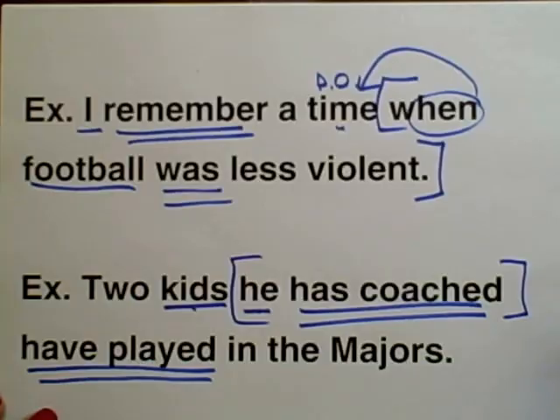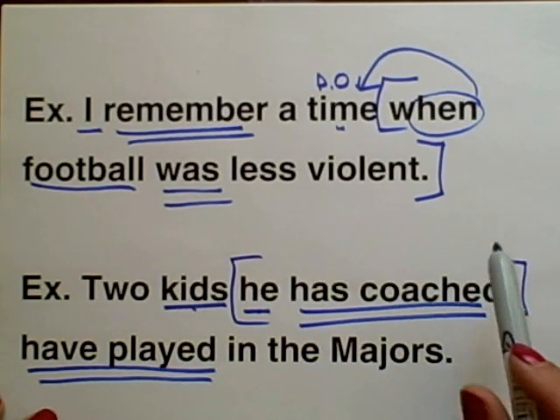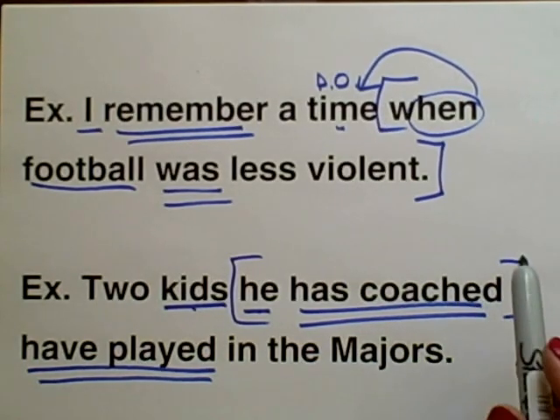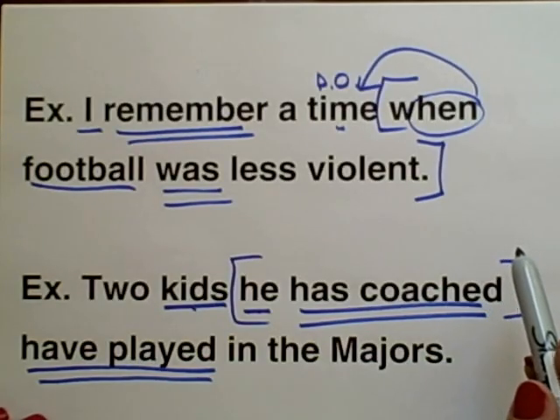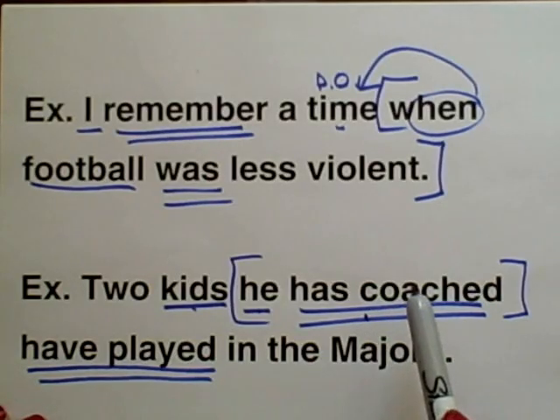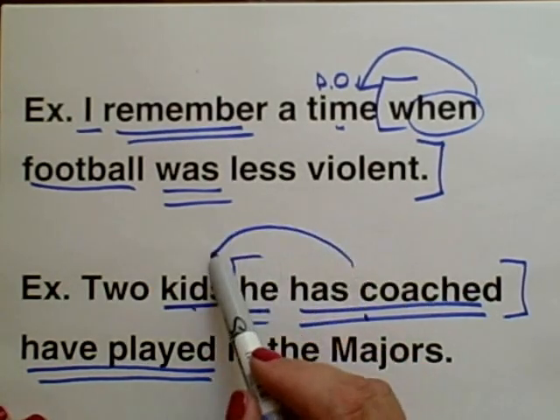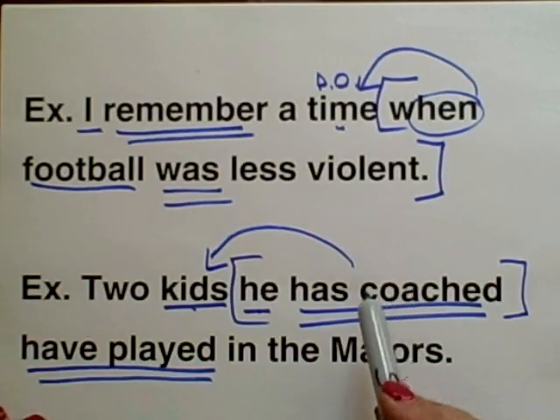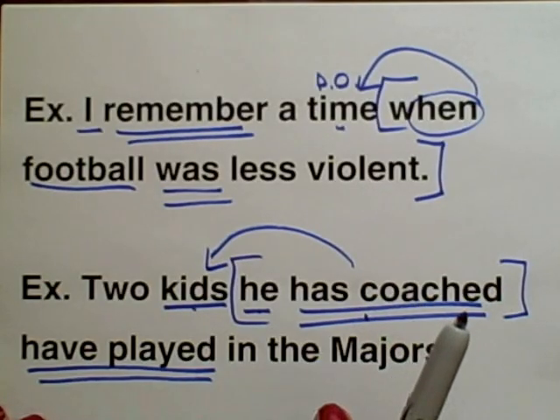But which one is the main clause, and which one is subordinate? Here you need to apply some common sense. Step back and ask yourself what the sentence is about overall. It's about kids playing ball. Now I know my main clause is two kids have played in the majors. Also, only the subordinate clause, he has coached, is capable of modifying anything, in this case, kids. Which kids? The ones he has coached. On occasion, the relative pronoun will be implied, but fear not, you have the tools to figure this out.